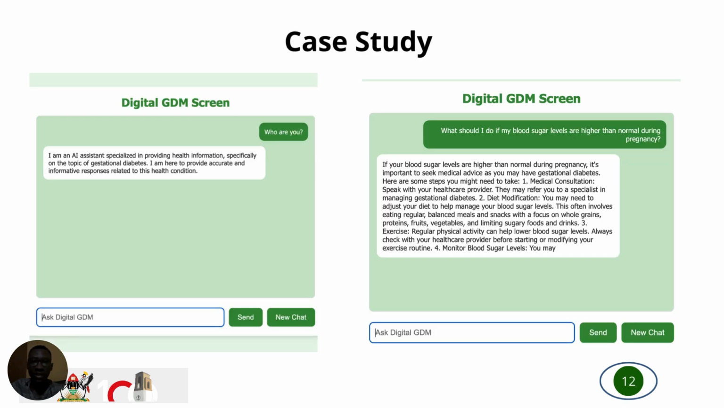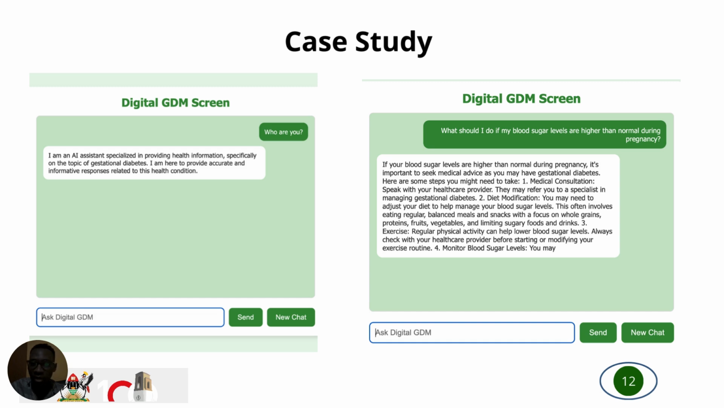So if I look at the case studies, I have a number of case studies. For example, this is the first prompt. I was asking my app, who are you? And then this was the response: I'm an AI assistant specialized in providing health information, specifically on the topic of gestational diabetes. I'm here to provide accurate and informative responses related to this health condition.